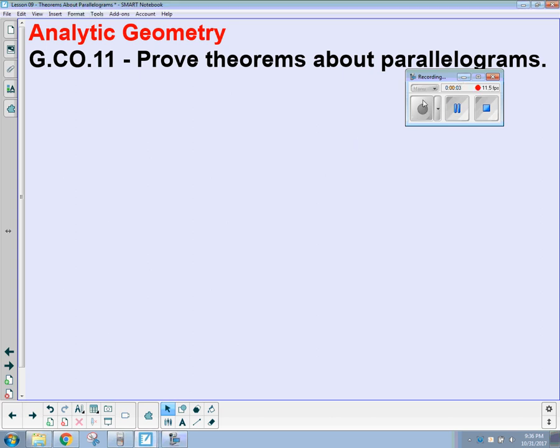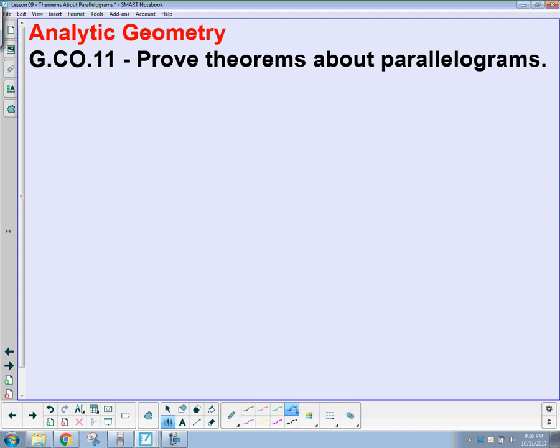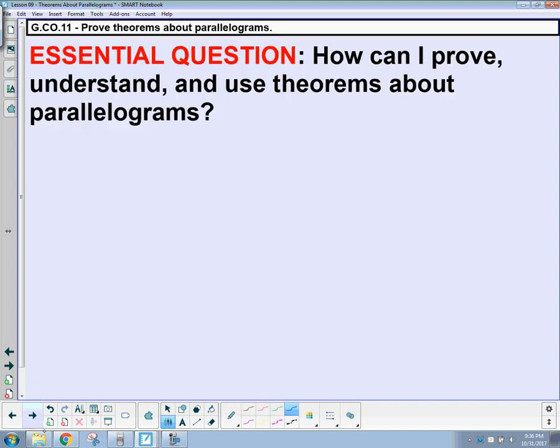Alright guys, lesson 9. We're going to prove theorems about parallelograms. This is going to be a long one, but hey, I took a shortcut.